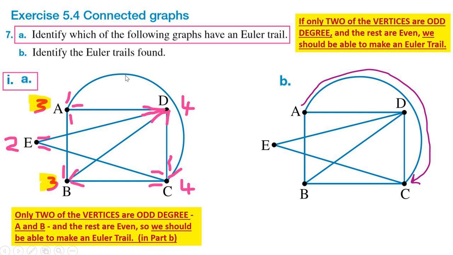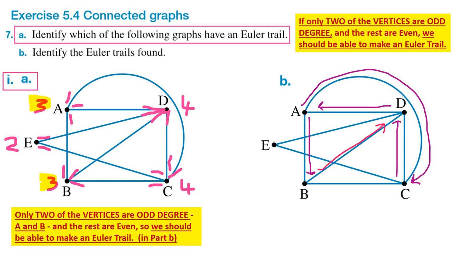So we're starting at A, and the first thing we're going to do is go from A round to C, trying to make our Euler trail. Then we're going to go up to D. Then we're going across to A. Then we go down to B, because we're trying to go along every connector line in this network. And so then we can go up to D.